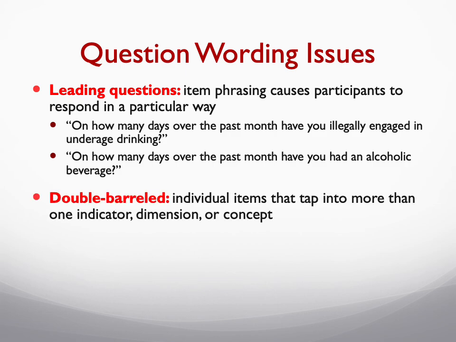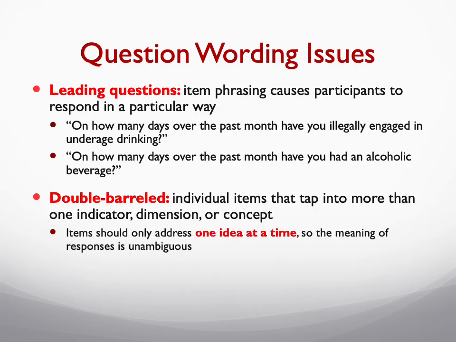We also want to avoid what are called double-barreled questions. We want to avoid items that are trying to tap into multiple indicators, dimensions, or concepts at the same time. In essence, we want items to really just be addressing one idea at a time so that when people give us a response to that item, what they mean is unambiguous. Like, we're not going to disagree about what they meant when they said 5 minutes on social media. We're going to know they meant 5 minutes yesterday on TikTok. We're going to know they meant 5 minutes yesterday on YouTube. And there's less ambiguity than with these bigger picture questions.